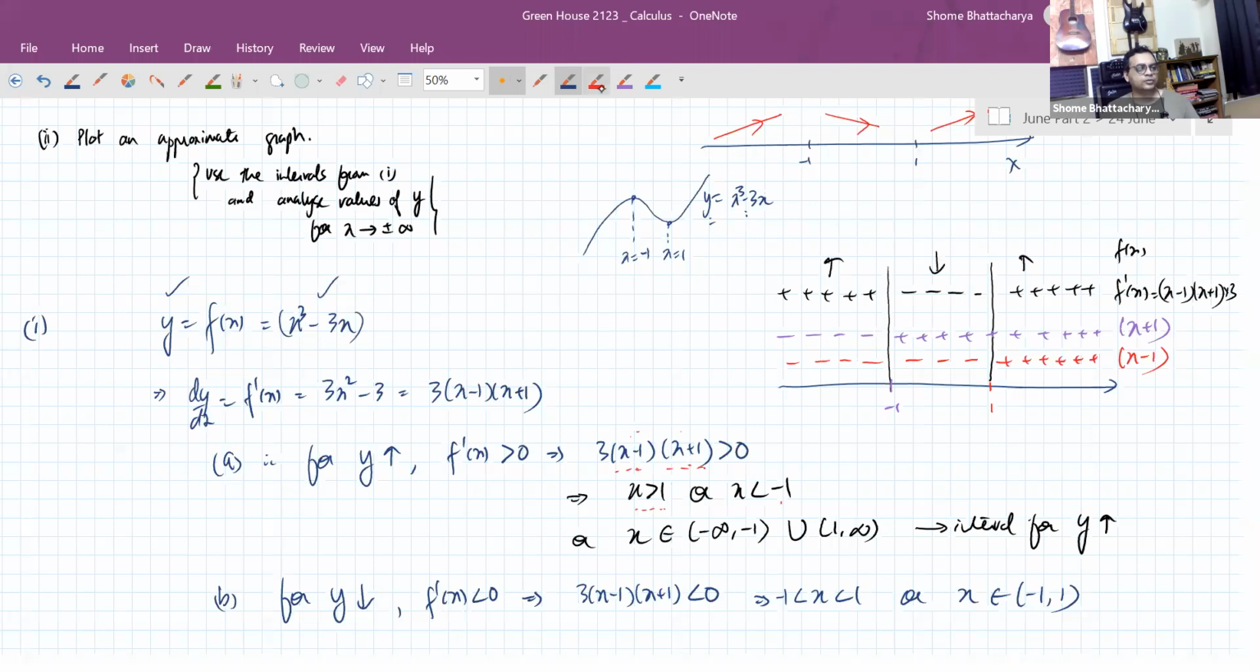Derivative is only giving you slope of the graph. So at a particular point like x equal to -1, if you want to find the slope of the tangent, you'll see it's a horizontal tangent. So slope is 0. At -2, for example, the slope will be positive. At 0, for example, the slope will be negative.